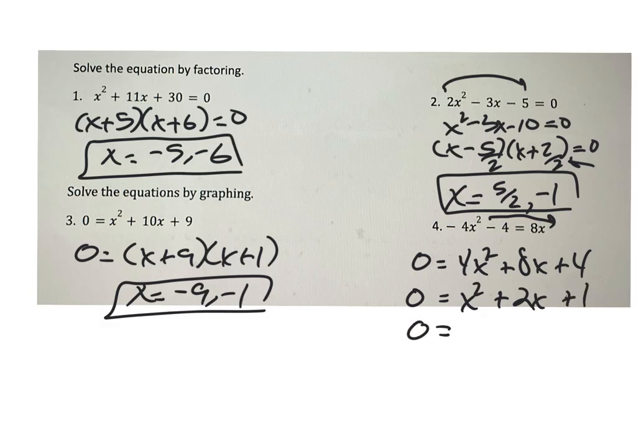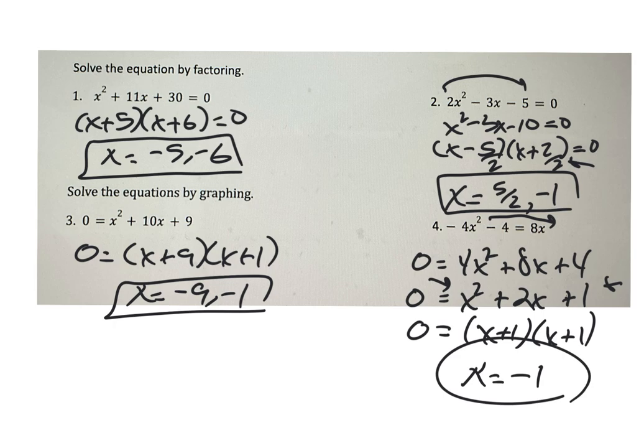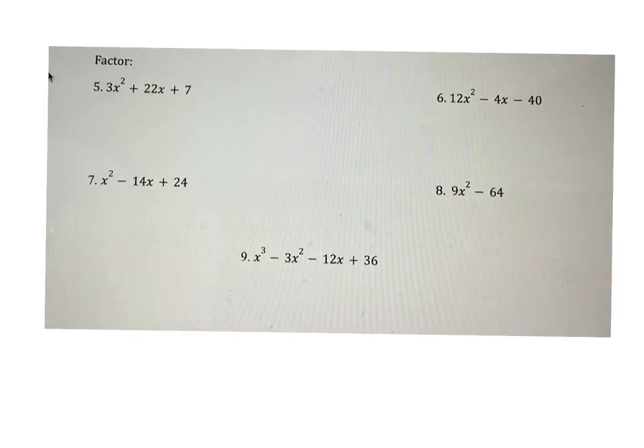Now, this is a perfect square trinomial because the last number is 1, which has a square root. The first term is x squared, it has a square root. So I can just go x plus 1 times x plus 1. Because 1 times 1 is 1, 1 plus 1 is 2, which is the middle term. So the only answer I get on that one is -1, because it makes both parentheses 0. Okay, then we just get to the factoring section.